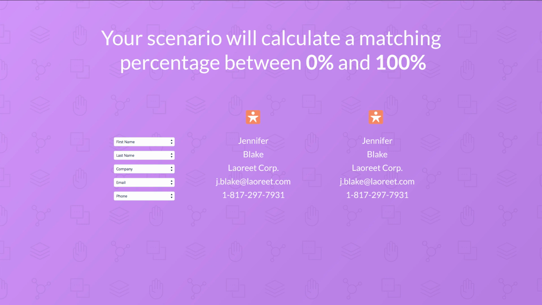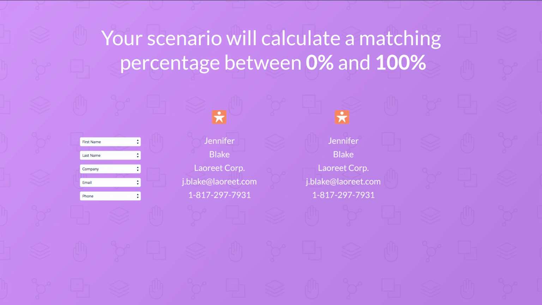That matching percentage varies from 0% to 100%. If there is a 100% matching percentage, there is an exact match in the values at first name, last name, company name, email, and phone, like you see in this example.